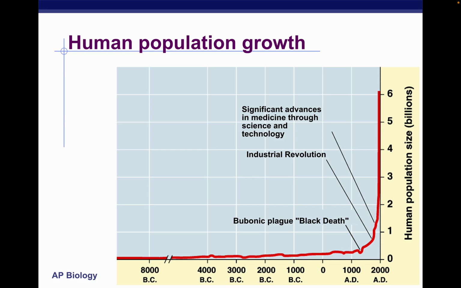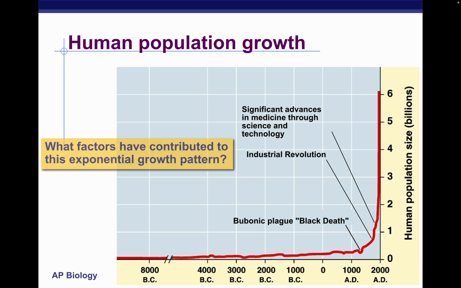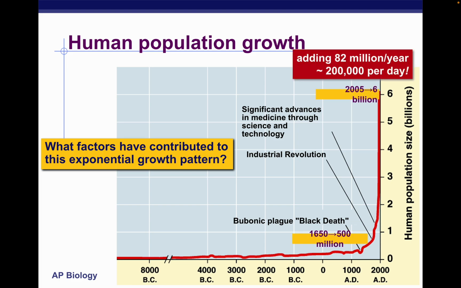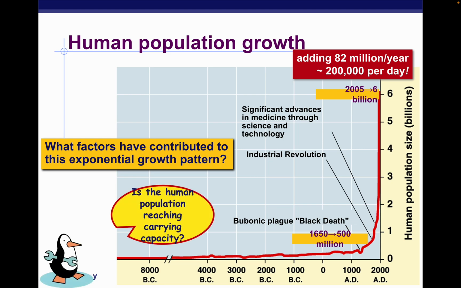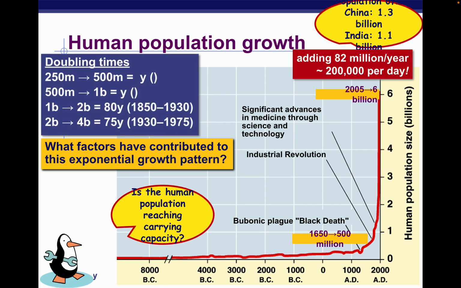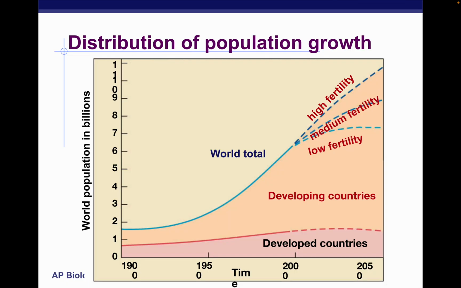Human population growth is a heated topic. What factors have contributed to this exponential growth pattern? What do you guys think? Is our human population reaching carrying capacity is the question. Factors that have contributed to our exponential growth: increase in technology, medical technology, medicine, all of these things that we have introduced as we become smarter and continue to evolve, so we will have a higher population.